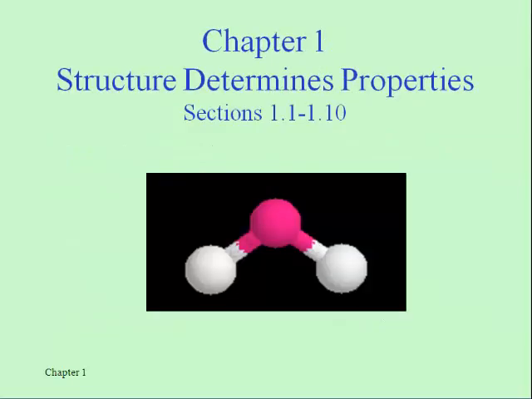This next slide refers you to the first 10 sections of Chapter 1. There's a lot of stuff in here that's background that comes from general chemistry about bonding, especially covalent bonding between atoms. And so your book does a good job of reviewing that, but it is assumed that you've got a handle on all of this material before we move forward into Chapters 2 and 3 and so on.